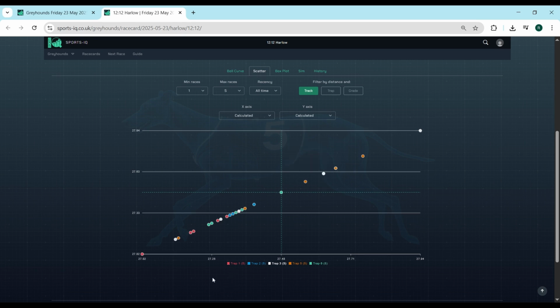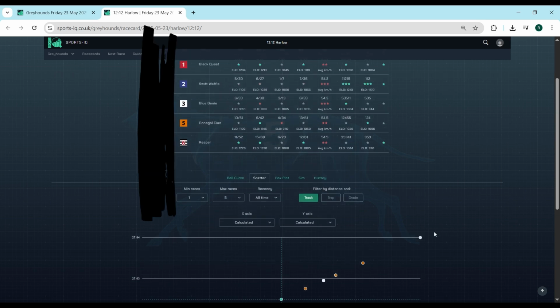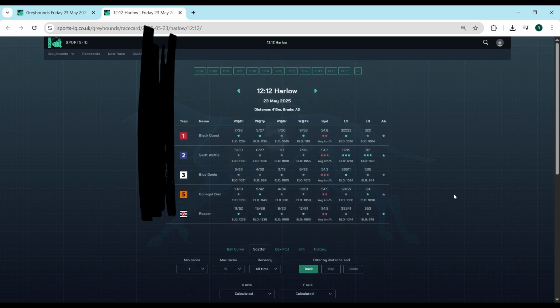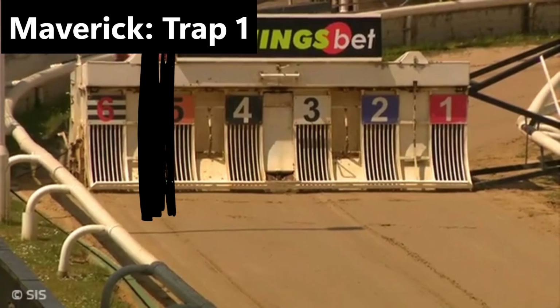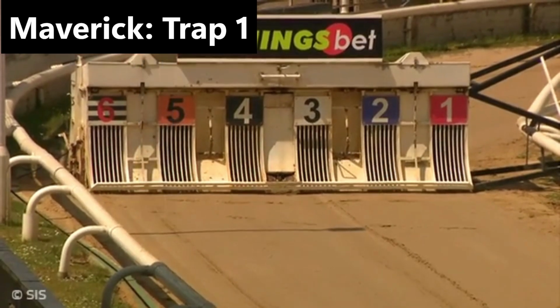We want our Maverick trap 1 to have the fastest time, which it is here down in the bottom left hand corner. That's looking good. Up to ELO, we want trap 1 to have the fastest time, 54.8. Happy days, we have a selection. Trap 1 Black Quest is a Maverick. 11-4 into 2-1 for Sally Clark, the owner trainer.